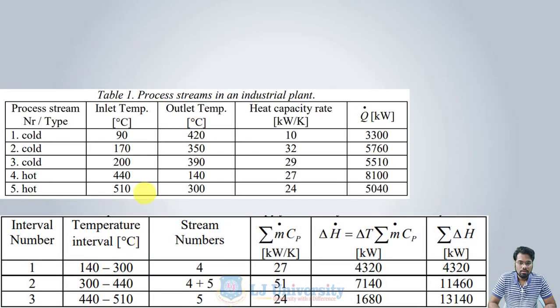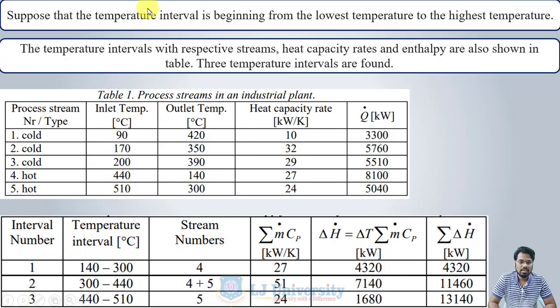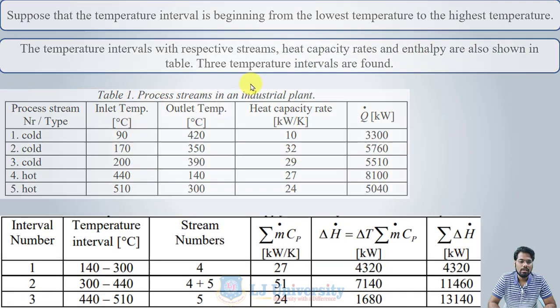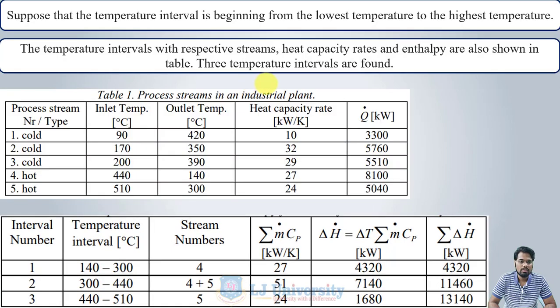Now again, creating an interval of temperature for the hot fluid only. For the hot fluid, we know that the minimum temperature is 140. So from 140 to 300, then 300 to 440, then 440 to 510. Suppose that the temperature interval is beginning from the lowest temperature to the highest temperature. The temperature intervals with respect to the streams, heat capacity rates and enthalpy are also shown in table 3. Temperature intervals are found. So these are the 3 temperature intervals only for the hot fluid.